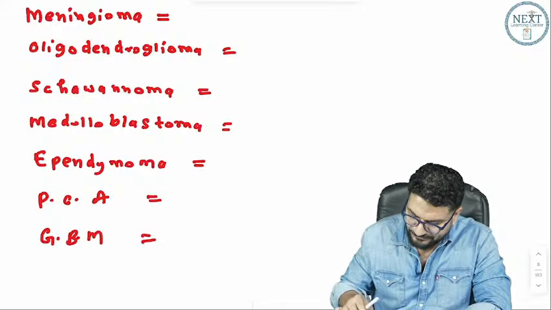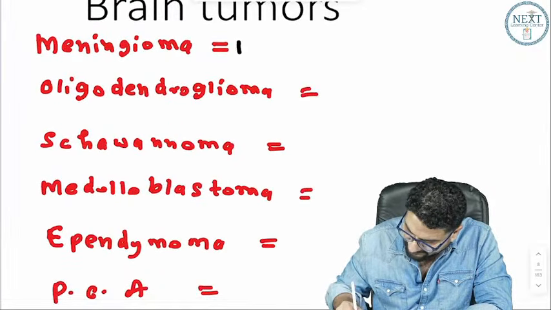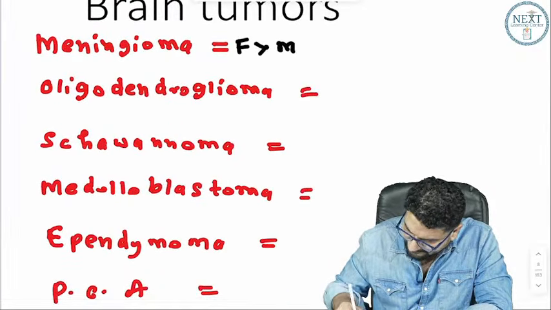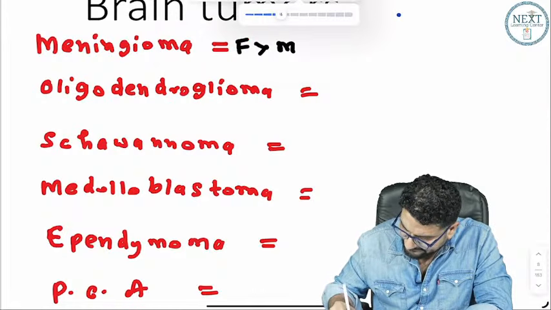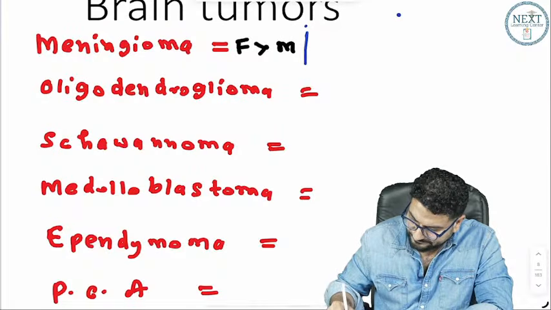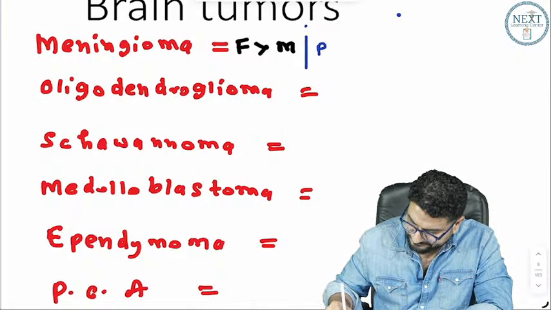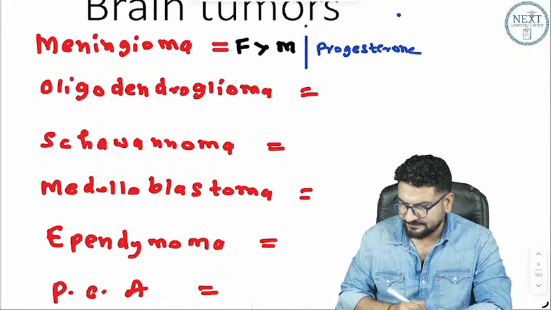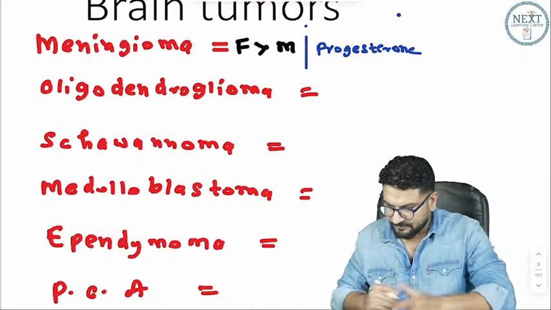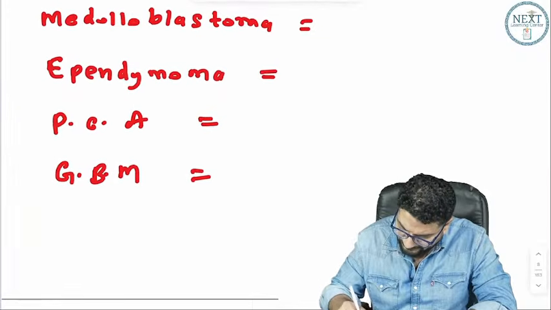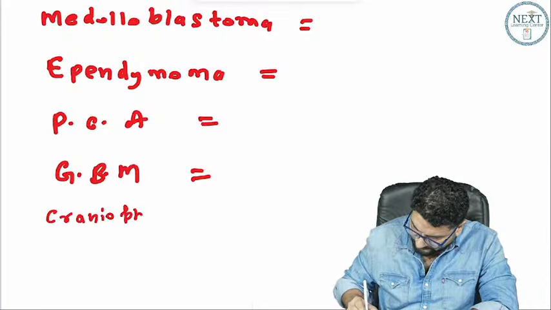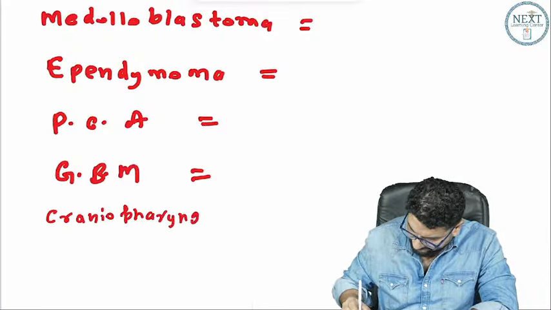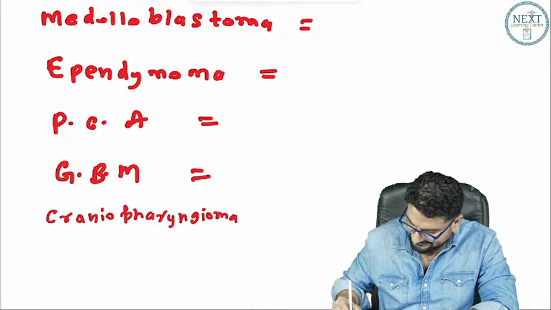Starting with meningioma, just remember meningioma is more common in females. When you see a patient of meningioma, understand what they ask you in the exam. They ask you that this tumor is progesterone dependent. Progesterone dependent means the patient will have more symptoms whenever the patient is pregnant. Okay, one more, craniopharyngioma, we'll also discuss. Pituitary adenoma I am not discussing here, otherwise it will take a lot of time.